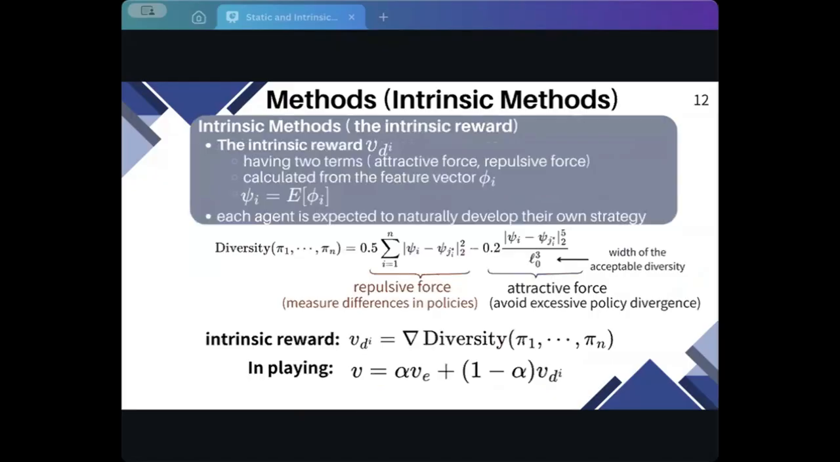We defined our original feature vector and calculate the intrinsic reward using that. This intrinsic reward measures the novelty of the agent's behavior based on diversity. And diversity is defined using the difference between the average of the feature vectors of each agent, Psi. Diversity consists of two forces: a repulsive force, which encourages agents to behave differently from one another, and an attractive force, which prevents them from becoming too different.